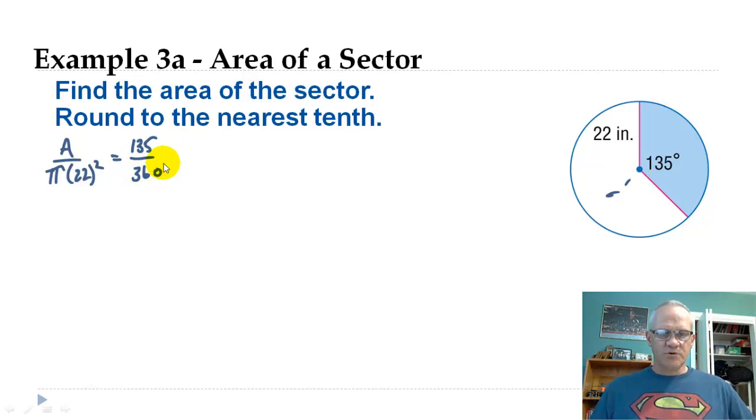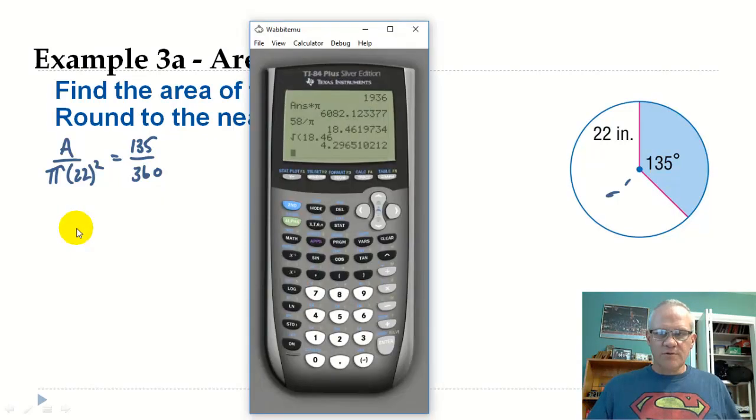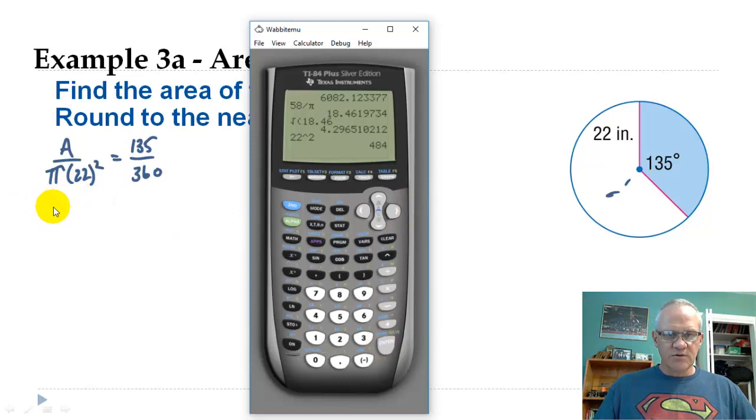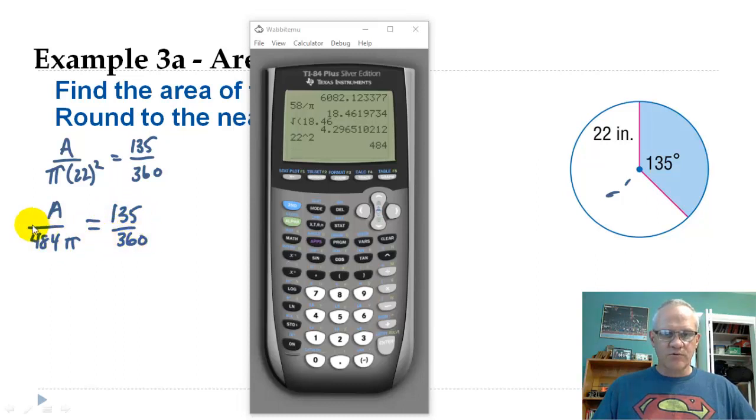Okay, so now we just work that out for A here, and let's call up our calculator. I'm going to simplify it so I can rewrite some stuff. 22 squared is 484, so the area is 484 pi equals 135 over 360. And so what we can do is, I should have left myself a little more room here, multiply 484 pi to cross out the bottom, and then multiply 484 pi here.